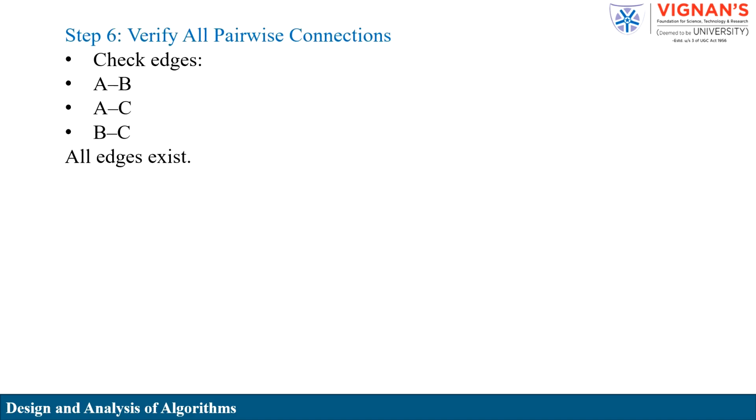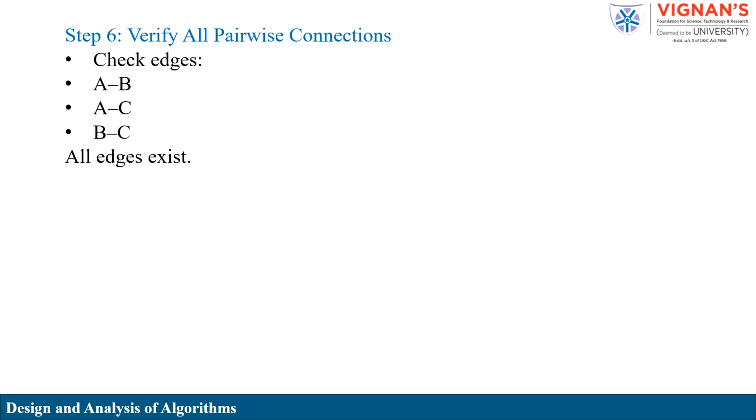Step 6 is to verify all pairwise connections. We check the edges between the selected vertices. First, edge A to B exists. Next, edge A to C exists. Then, edge B to C also exists. Since all required edges are present, all pairwise connections are verified.